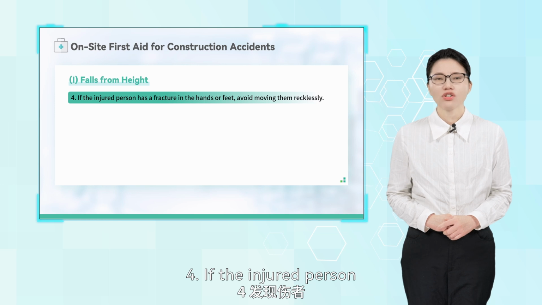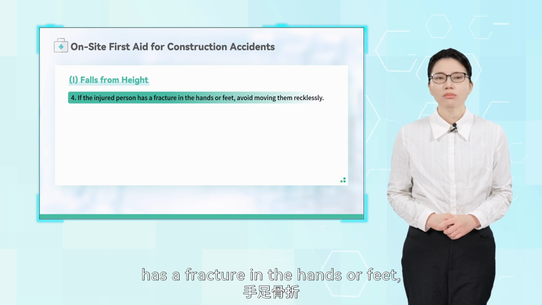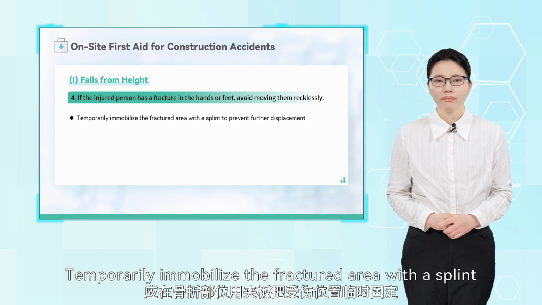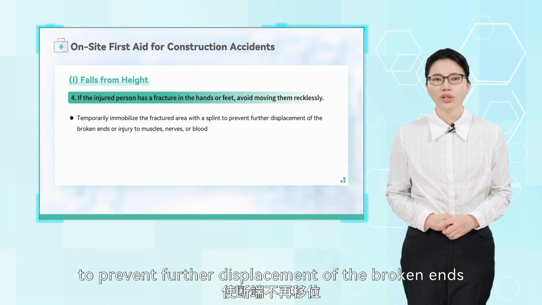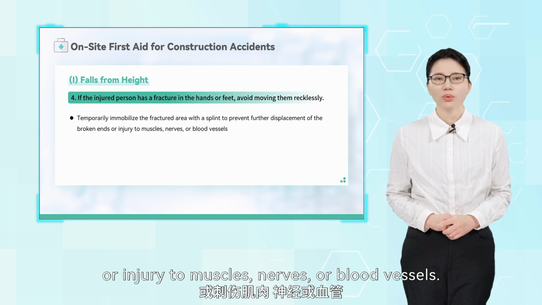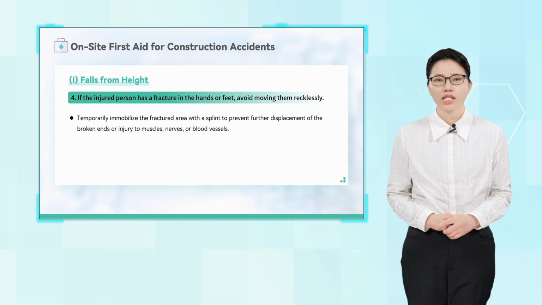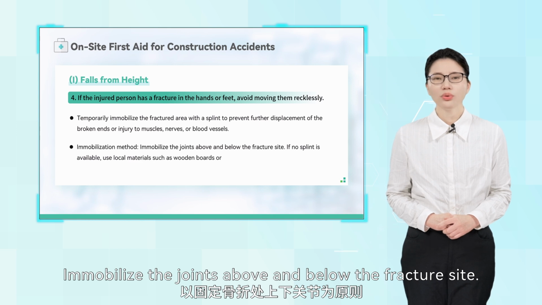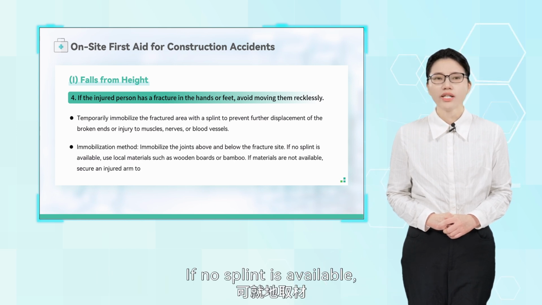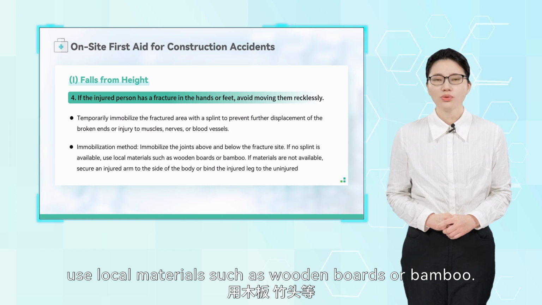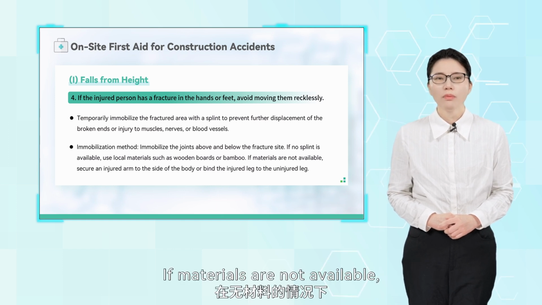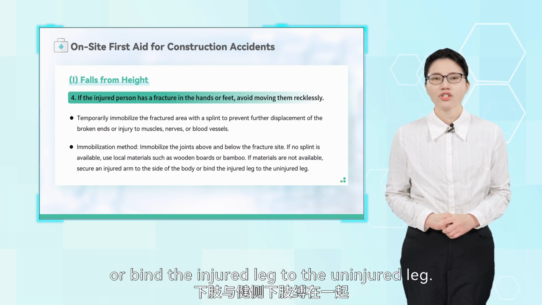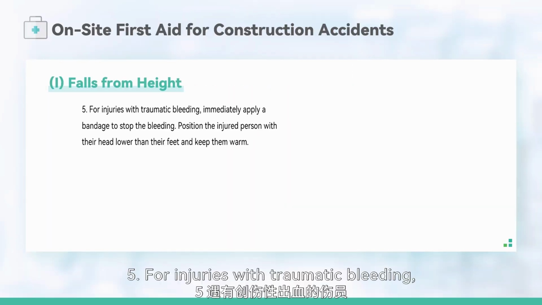4. If the injured person has a fracture in the hands or feet, avoid moving them recklessly. Temporarily immobilize the fractured area with a splint to prevent further displacement of the broken ends or injury to muscles, nerves, or blood vessels. Immobilization method: immobilize the joints above and below the fracture site. If no splint is available, use local materials such as wooden boards or bamboo. If materials are not available, secure an injured arm to the side of the body or bind the injured leg to the uninjured leg.